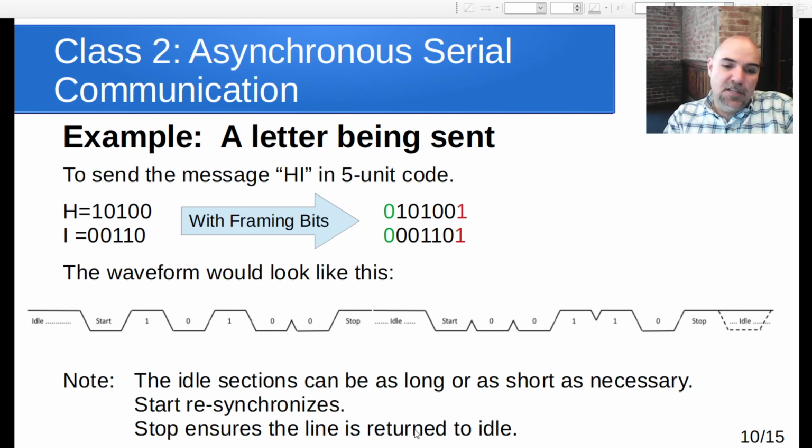Okay, so stop ensures the line returns to idle. Start does the resynchronization. And then the data bits are sandwiched between the two.